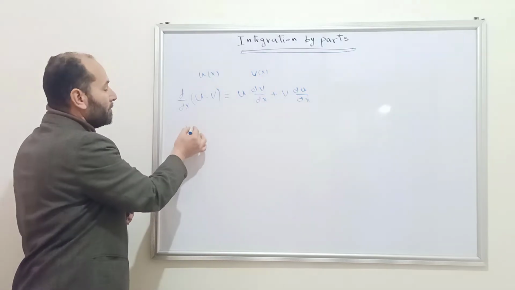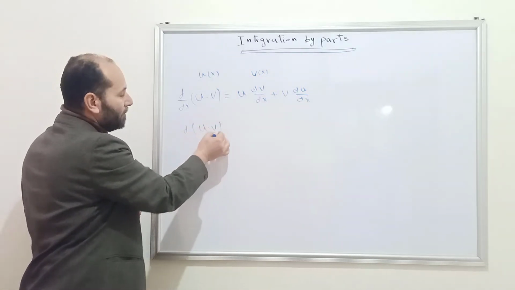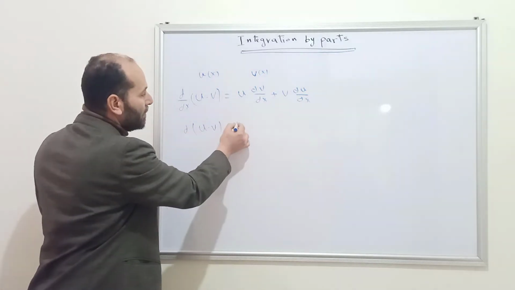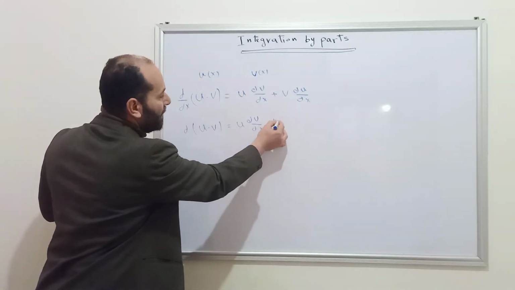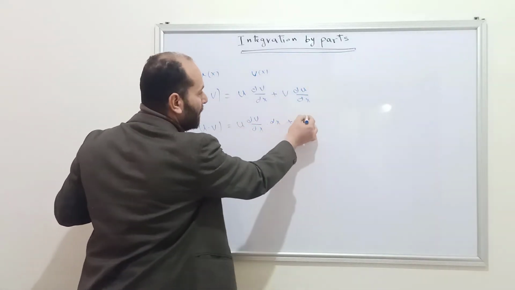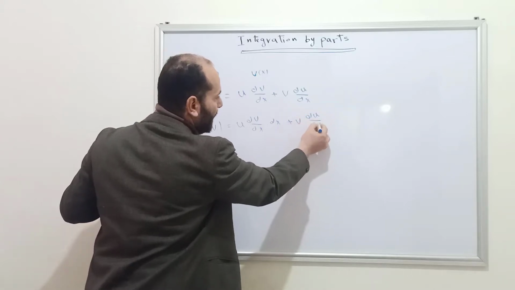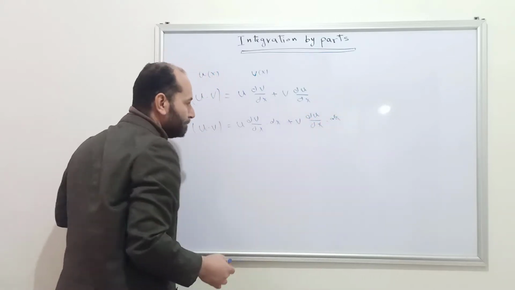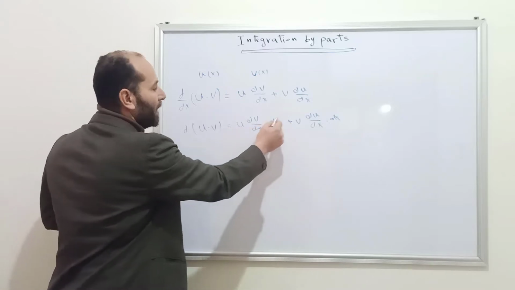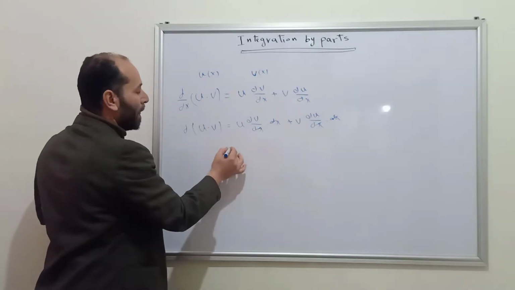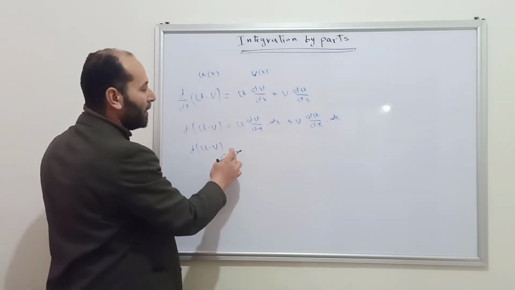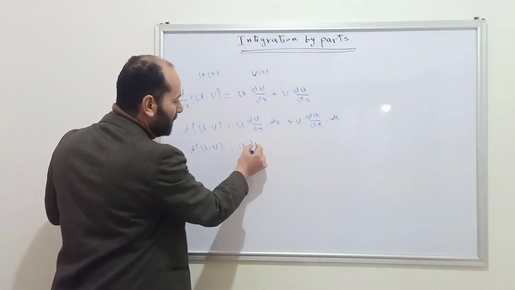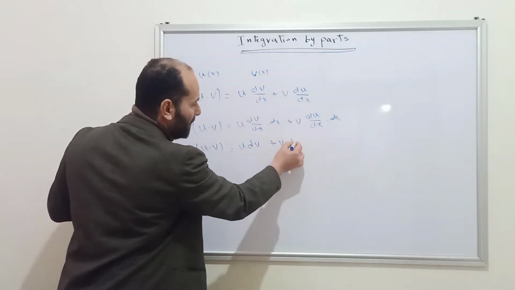So d(u·v) equals u dv by dx plus v du by dx, and we get d(u·v) equals u dv plus v du.